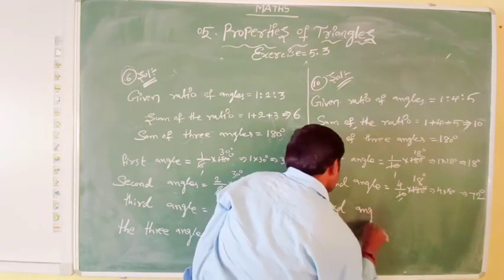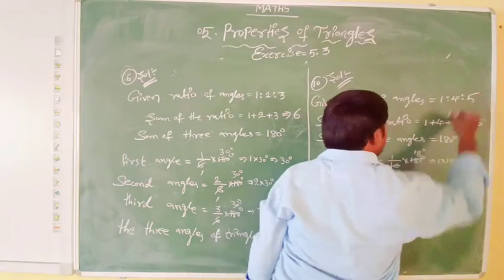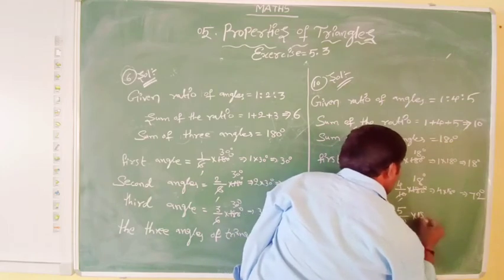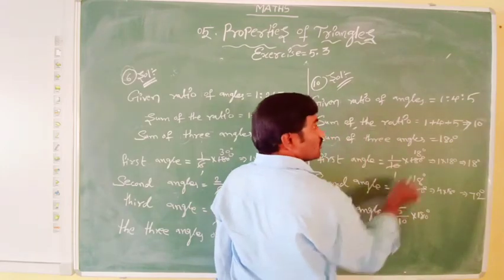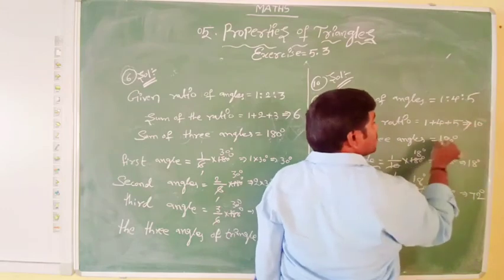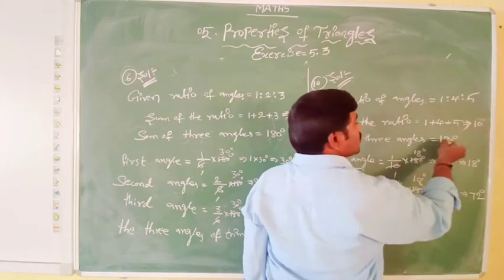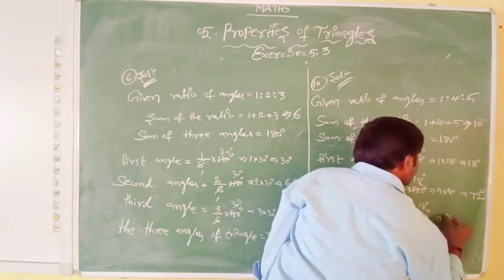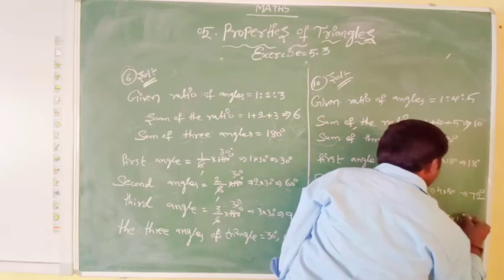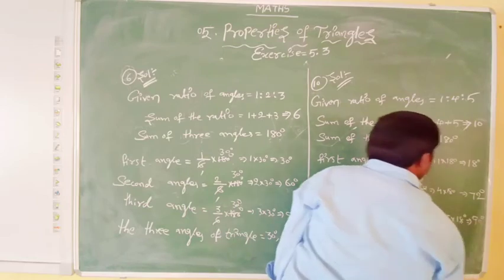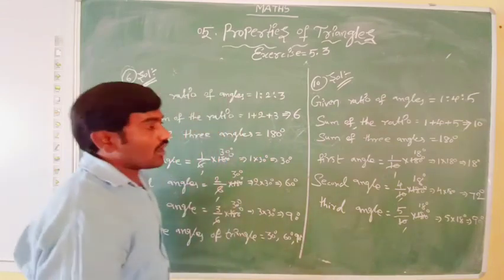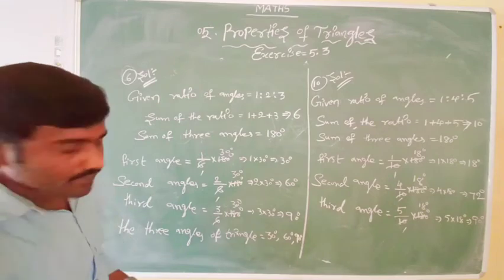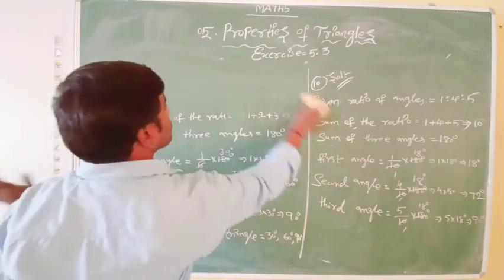Then the third angle took 5 parts, so 5 out of 10 parts into 180 degrees. Given ratio divided by sum of the ratio, into 180. This is the formula you remember. So here 5 into 18 degrees equals 90 degrees. I hope you understood these two similar problems, the 6th one and the 10th one. Then the remaining problems we will discuss here.